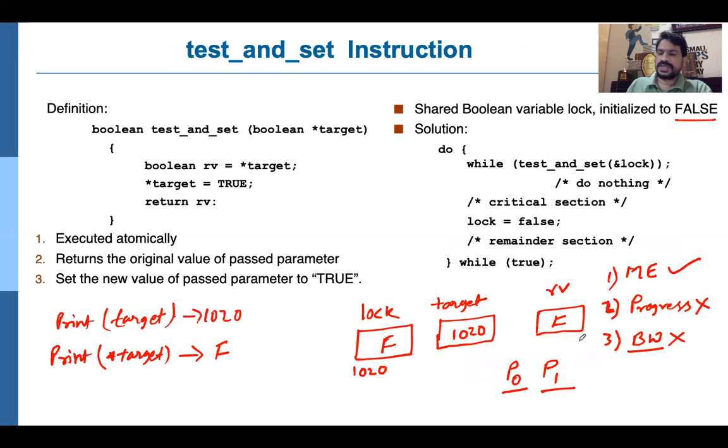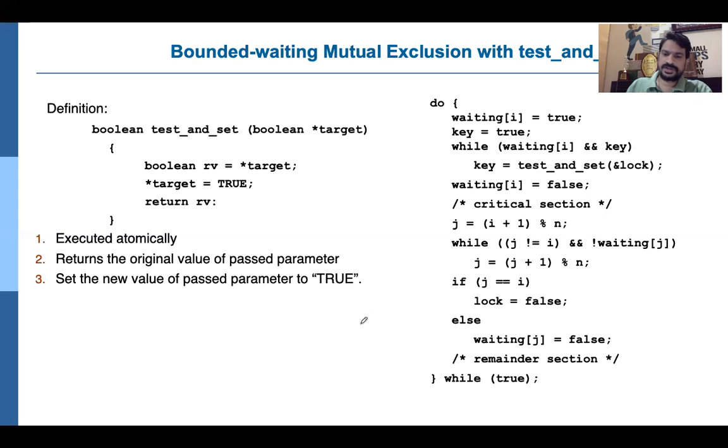Now here you can see, even two processes cannot achieve progress and bounded wait in the other solution. Here in this particular solution, we can achieve mutual exclusion, we can achieve progress, we can achieve bounded wait, for n number of processes. Getting it? With this particular logic, let's see how we can do that.